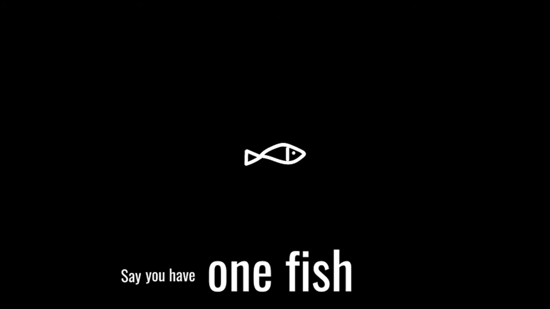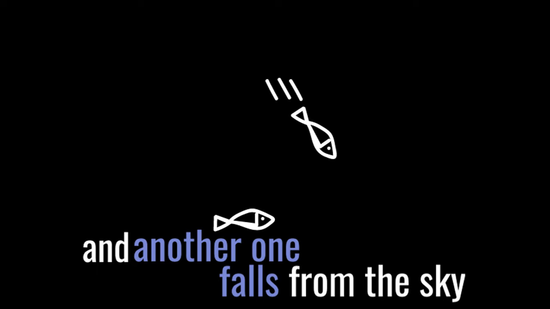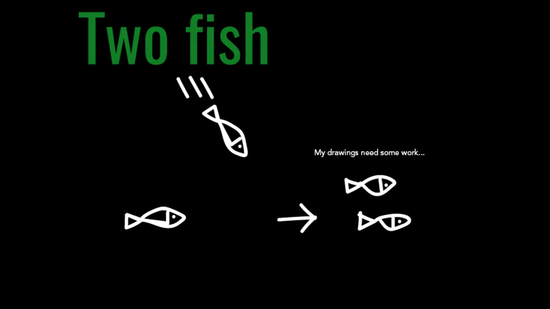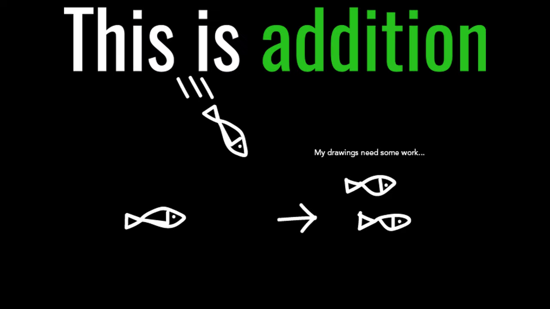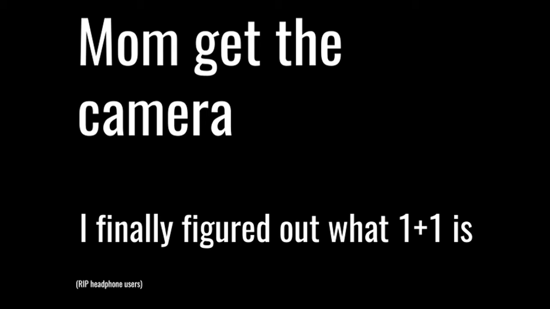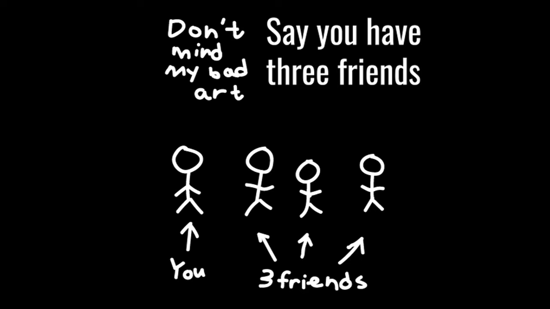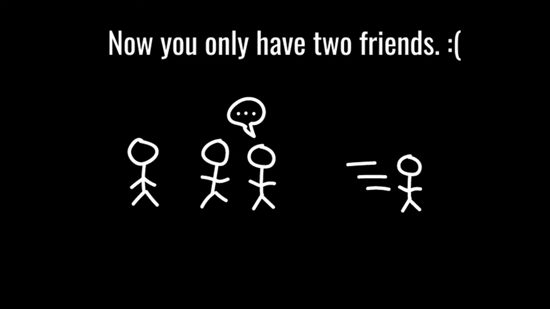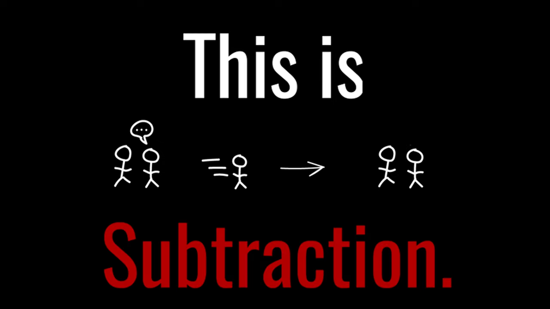Say you have one fish and another one falls from the sky, because that's something normal. You now have 2 fish. This is addition. 1 fish plus 1 fish is 2 fish. But sometimes, fish doesn't just fall from the sky. Say you have 3 friends, but one of them starts hating you. Now you only have 2 friends. This is subtraction. And now you're sad, because you have 1 less friend.